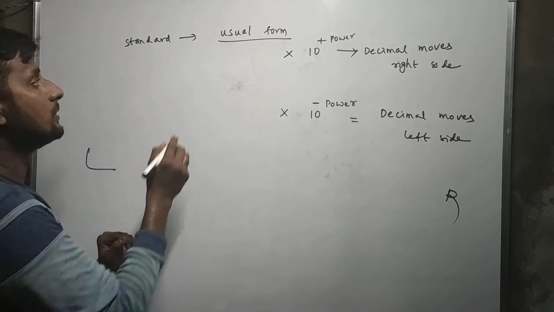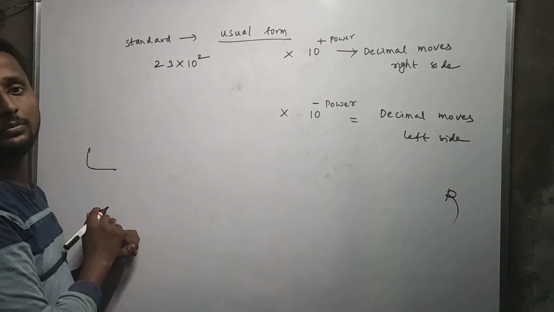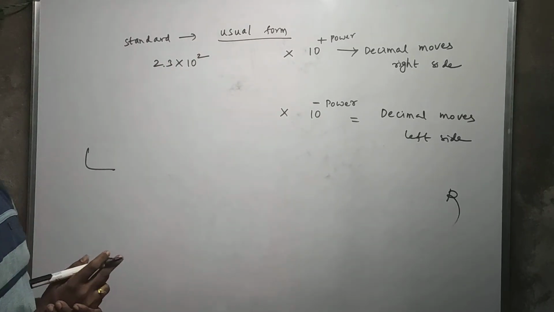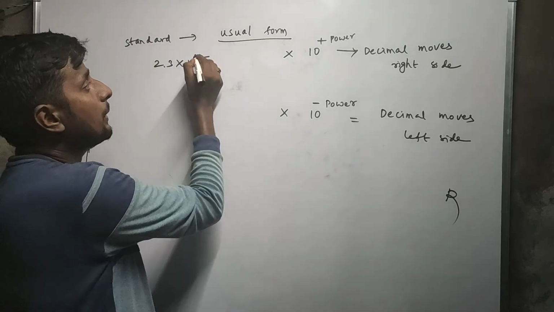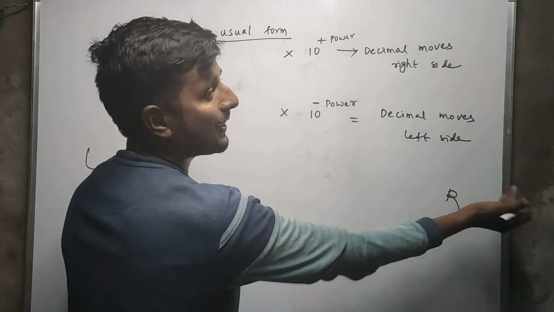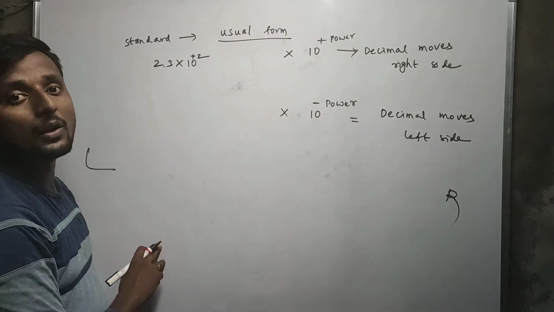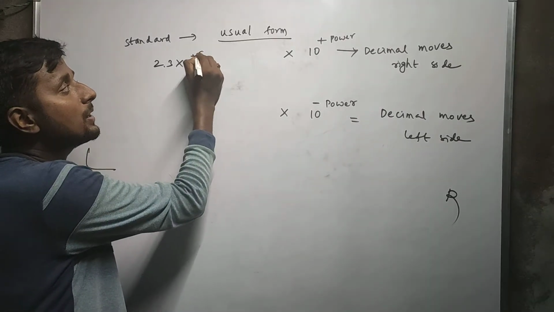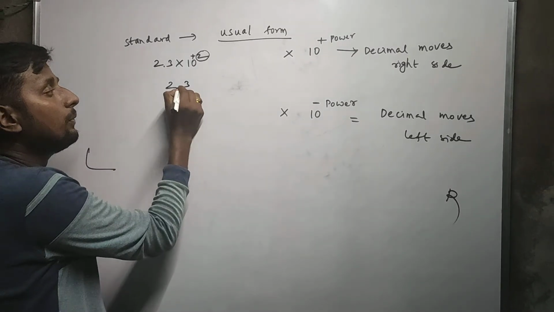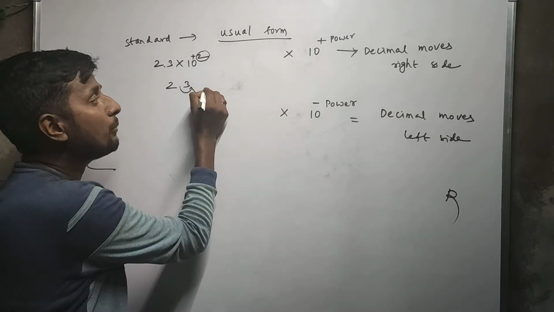Now we'll go with examples. Now 23 into 10 to the power 2. Better we'll take the point also. 2.3 into 10 to the power 2. What is said? The power is plus. So the decimal moves right side. How many places? Based on the number of zeros. 10 power 2 means the decimal moves 2 places. Here we have only one digit, correct? Actually, we have to move one more place also.